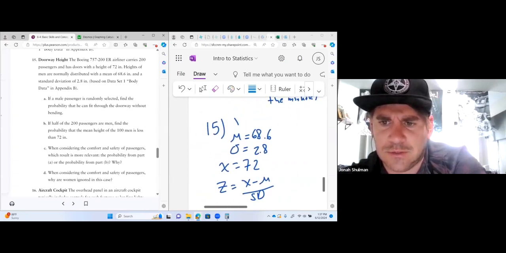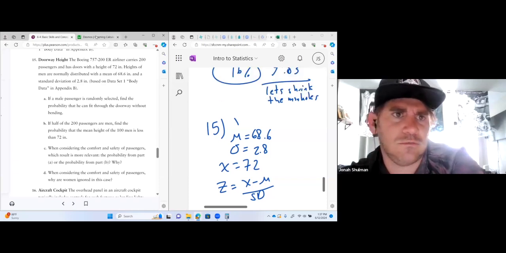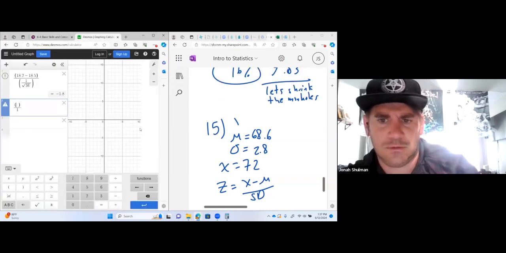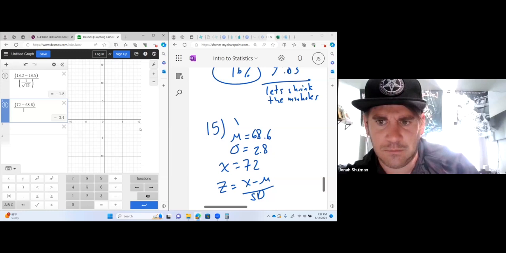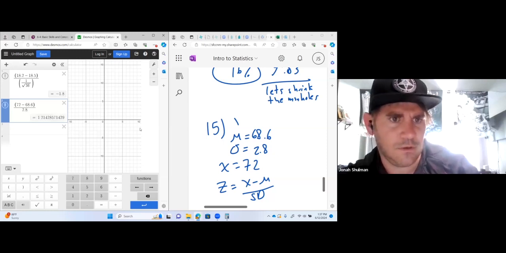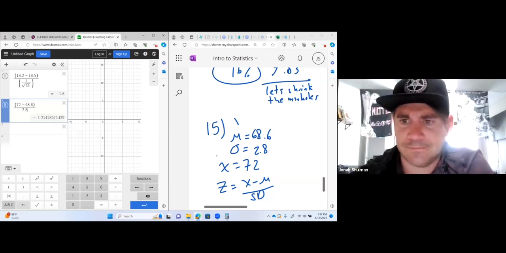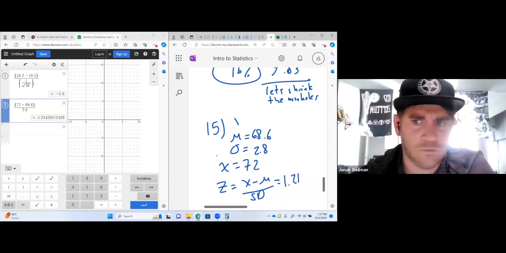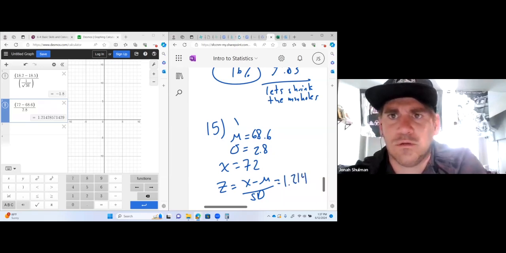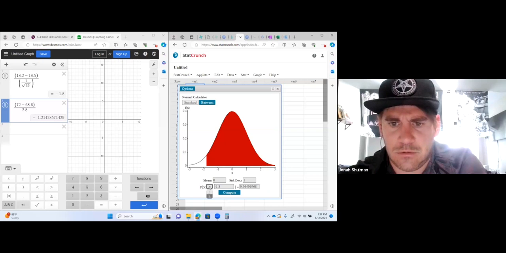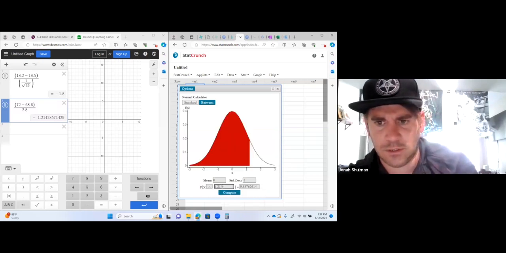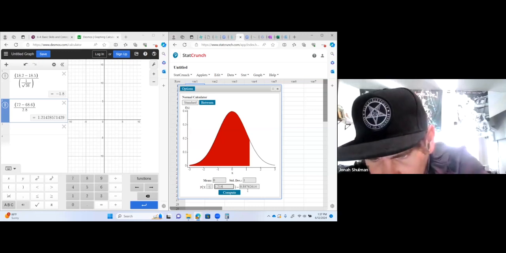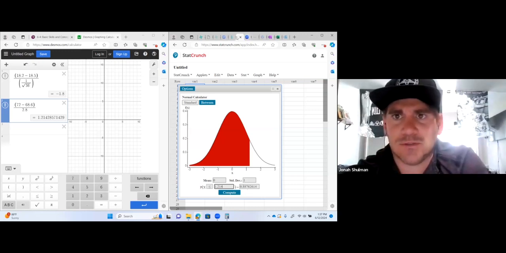So x minus the mean over the standard deviation. So we've got 72 minus 68.6 divided by 2.8. I got 1.214. And let's see how many guys fit through this door. 1.214. 88.8% of guys.